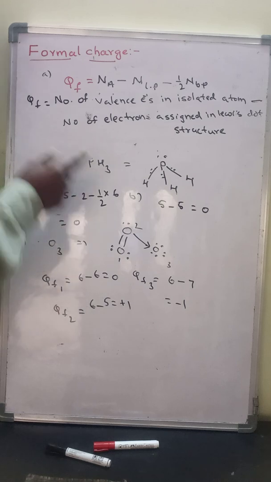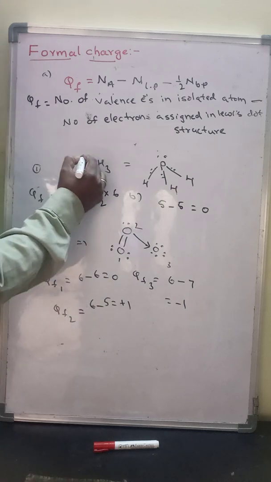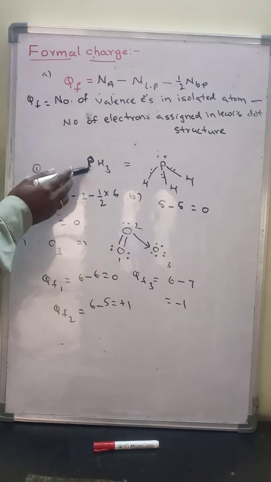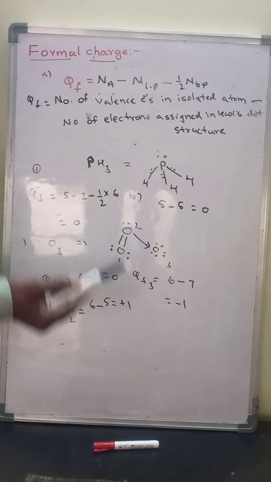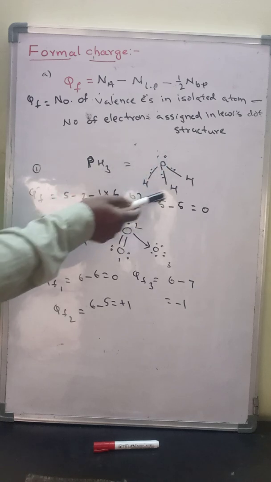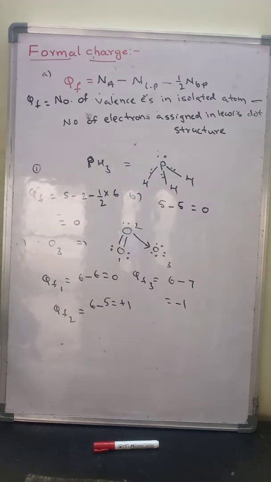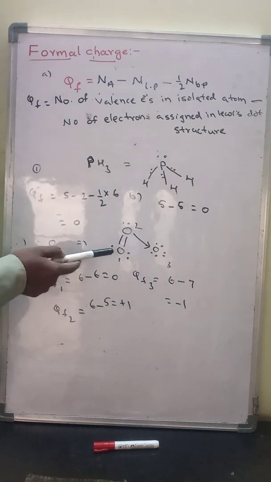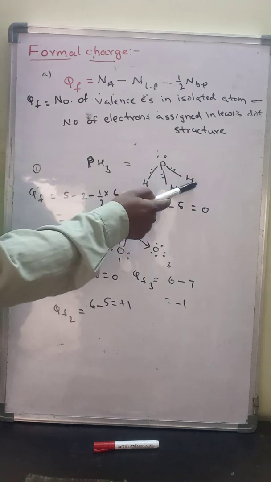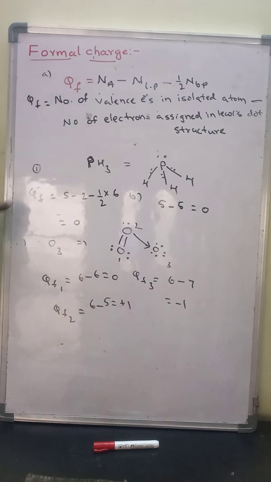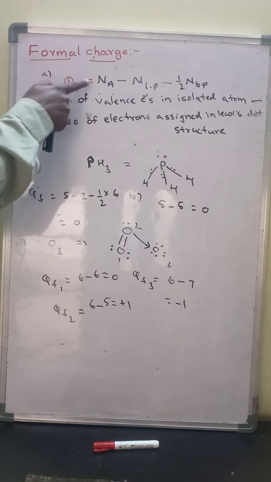First, we consider the molecule PH3. In phosphine, let us calculate the phosphorus formal charge. Before calculating formal charge, we should draw the Lewis dot structure for the PH3 molecule. We know that phosphorus has a lone pair of electrons and three bond pairs with hydrogen atoms. So by using the first formula, the formal charge of phosphorus is the number of valence electrons.